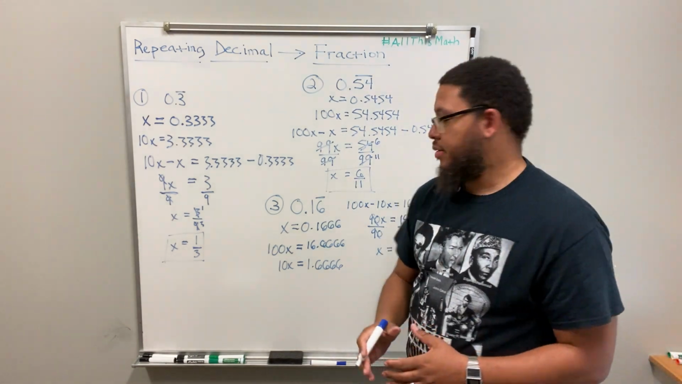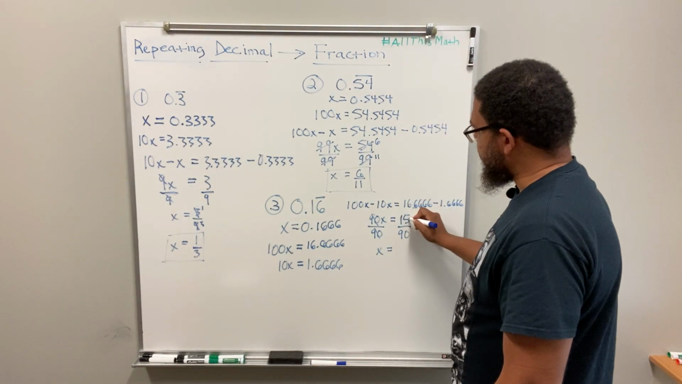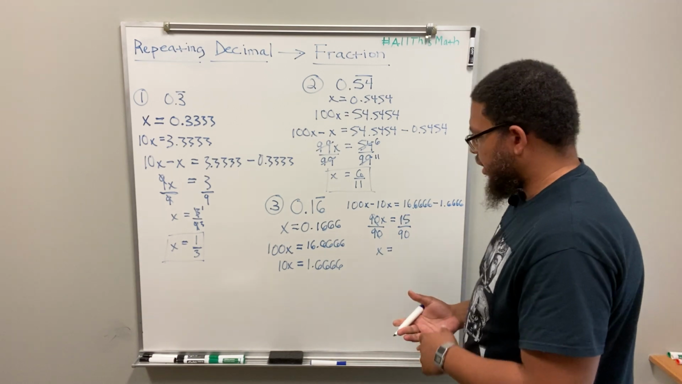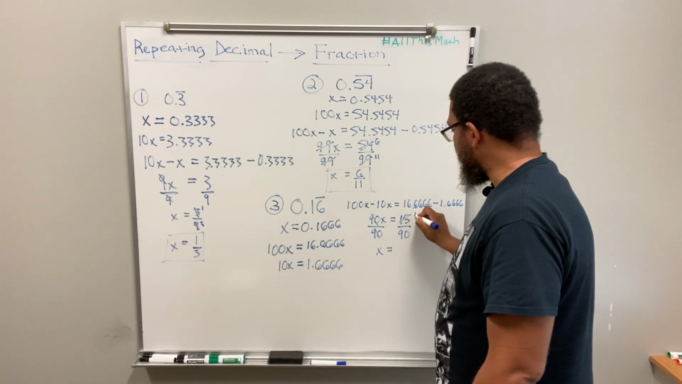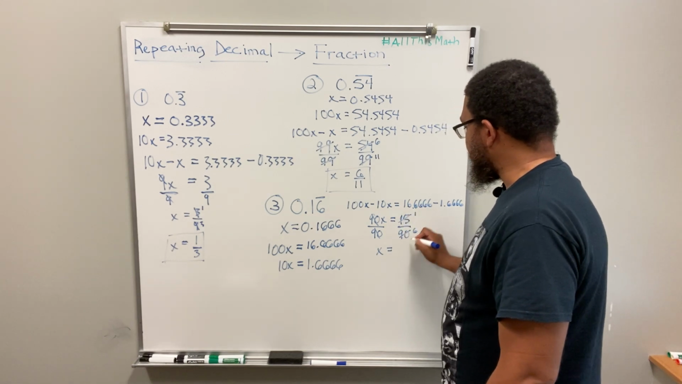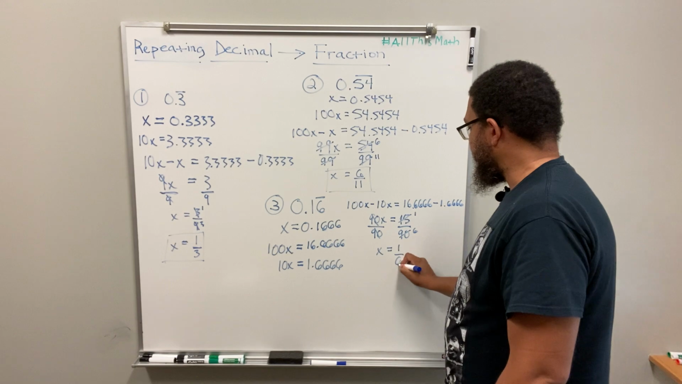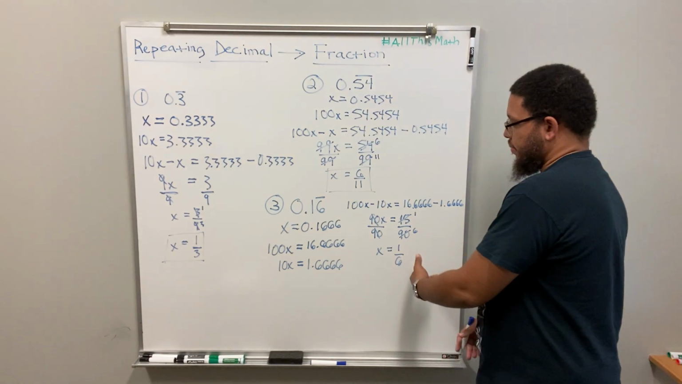We can reduce that, right? The greatest common factor between 15 and 90 is not 3, it's not 5, it's actually 15. 15 divided by 15 is 1. 90 divided by 15 is 6. So that leaves us with 1/6. And this is correct, you know?